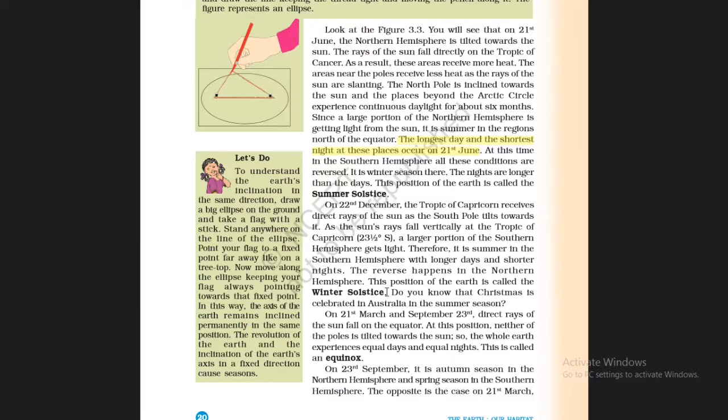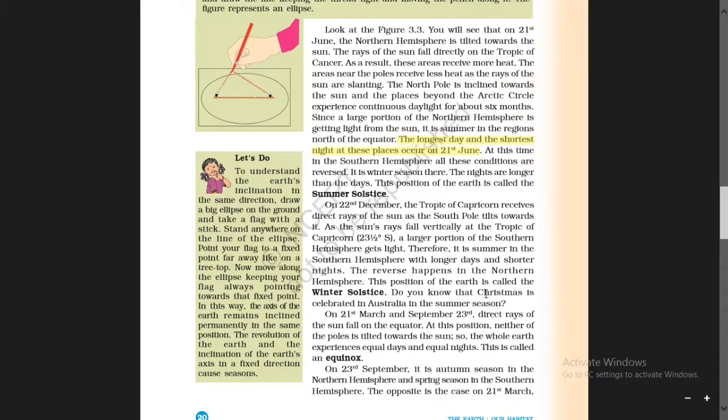Boys, what is summer solstice? What is winter solstice? I think it is not given in the textual question. If it is not given, you have to learn this by heart. What is summer solstice? What is winter solstice?